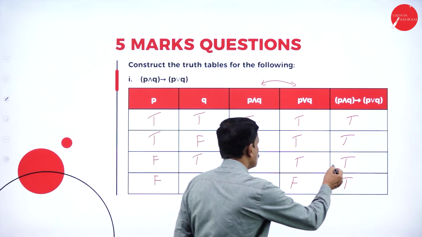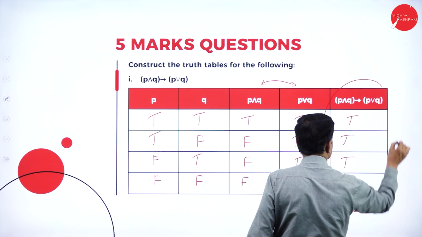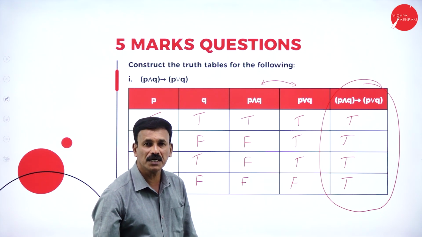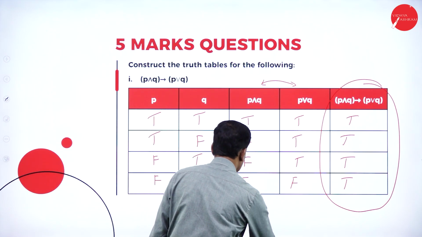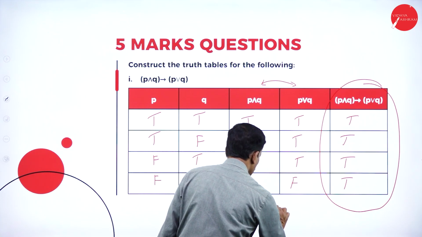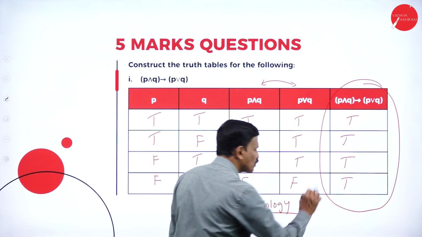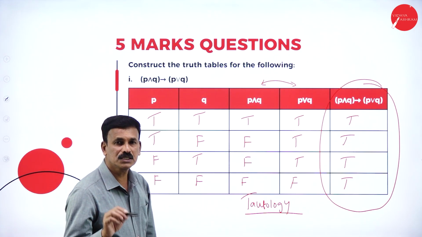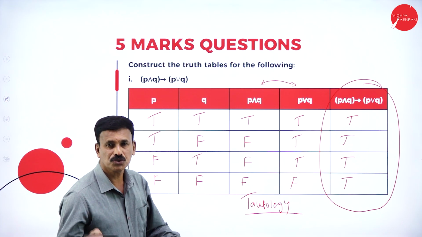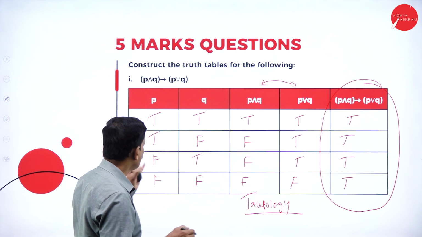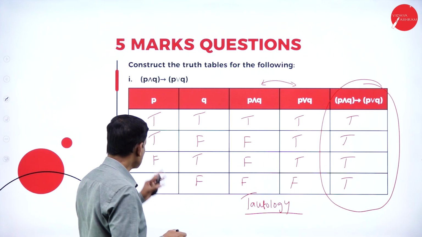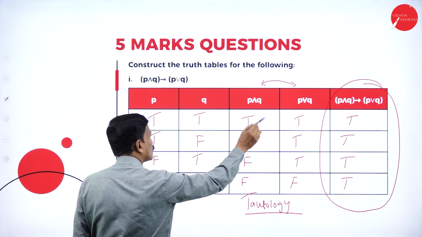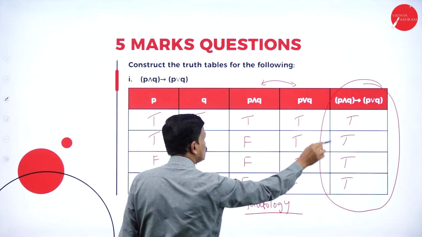Here, if you get all the truth values as T, T, T, T, then the given compound proposition is called a tautology. This is an example for a tautology because in the last column all the truth values are true, true, true, true. Therefore, it is a tautology. Hope you followed. This is a 5-marker question. Just write down P, Q, P conjunction Q, P disjunction Q and the conditional between P conjunction Q and P disjunction Q.